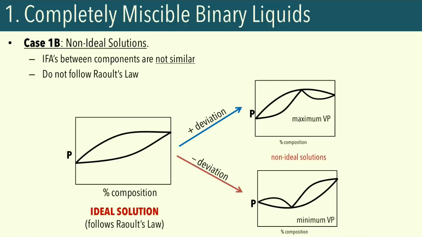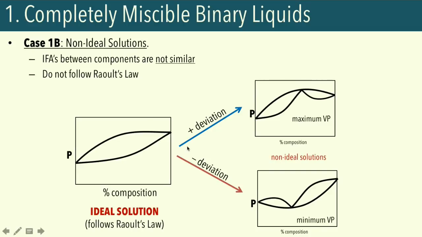Next up, let's investigate what happens if we have non-ideal solutions. We've been dealing with this diagram when we have an ideal solution. Ideal solutions pretty much follow Raoult's law. But more realistically, we rarely see this type of ideal solution, and we typically see cases in which we have positive and negative deviations. This is due to the fact that the intermolecular forces of attraction between our components are not going to be similar. If you have a positive deviation, you tend to see a maximum vapor pressure point over here, and you see these weird shapes. If you have a negative deviation, you tend to see a minimum vapor pressure in our mixture.